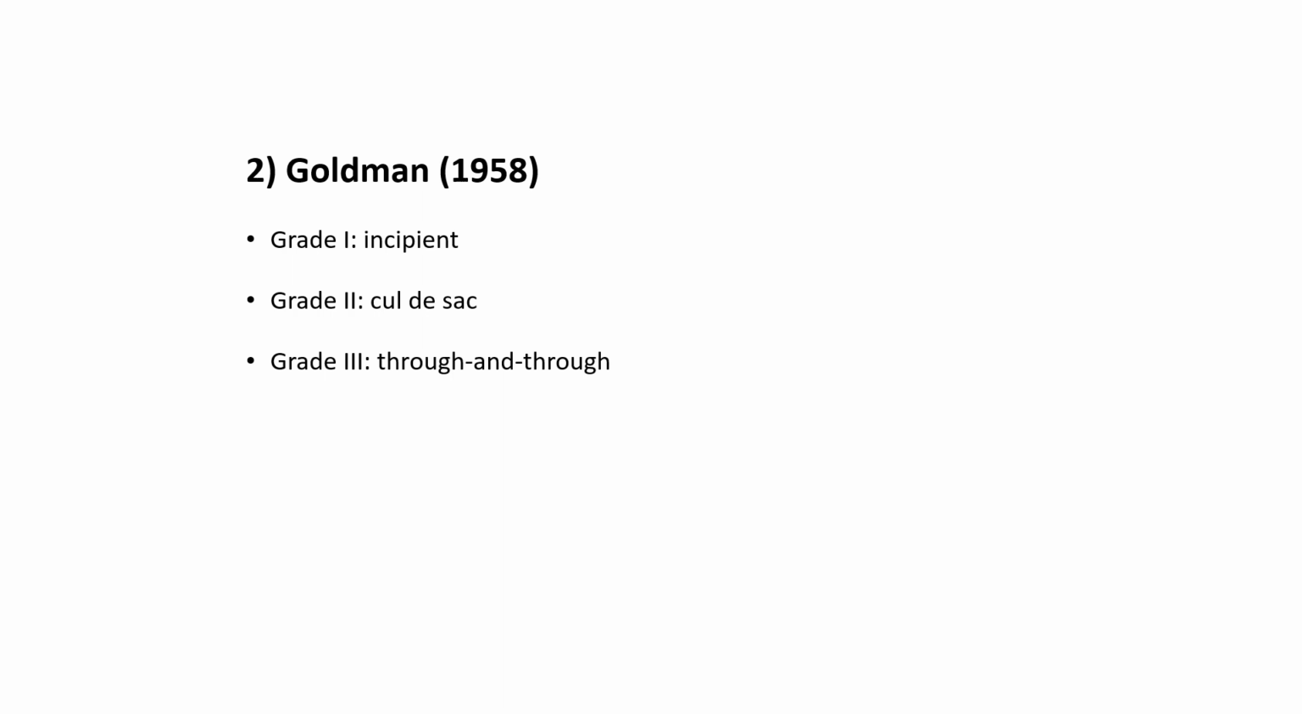Next we come to Goldman, who gave his classification in 1958. It's a very simple classification, just similar to Glickman's. In grade 1 he considered incipient furcation involvement, that is, just starting. Grade 2, cul-de-sac, that is, in the furcation involvement, one end is open and the other end is closed. And in grade 3, through-and-through furcation involvement was considered.